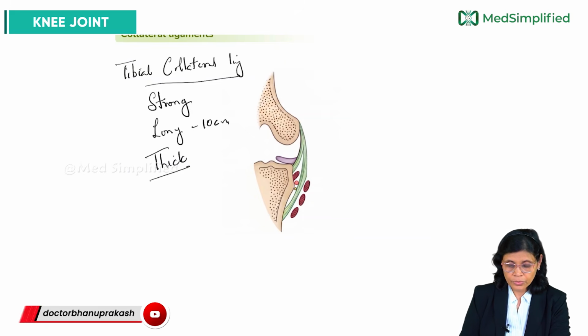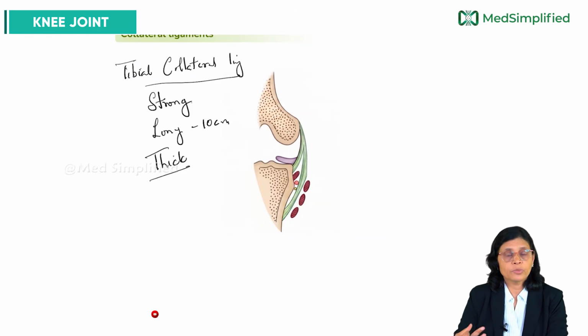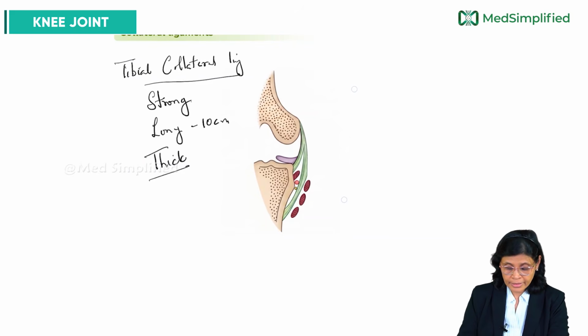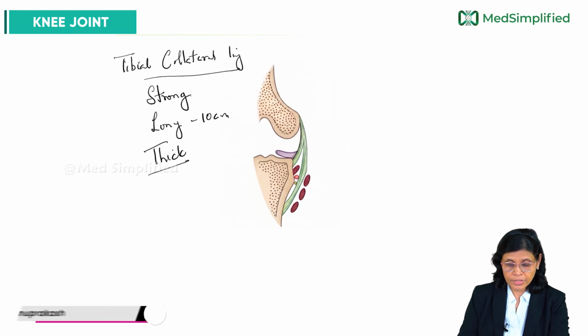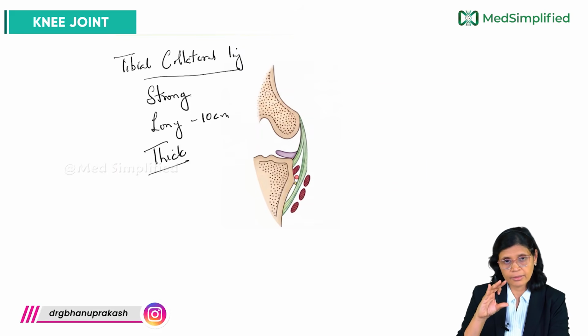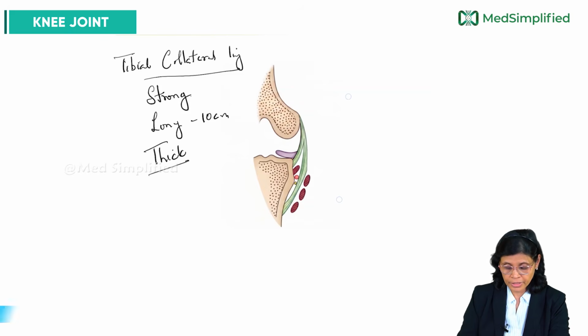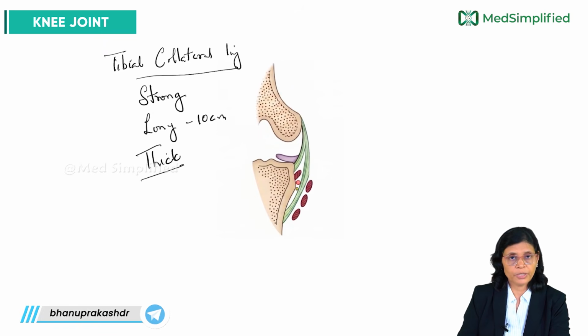It is thicker and stronger than the lateral collateral ligament, because the knee joint gapes more medially. On the medial side, there is a little gaping of the two condylar surfaces when they articulate, because of which we need stronger support medially. That is why this ligament is long, strong and thicker.